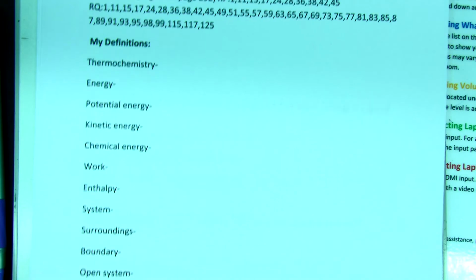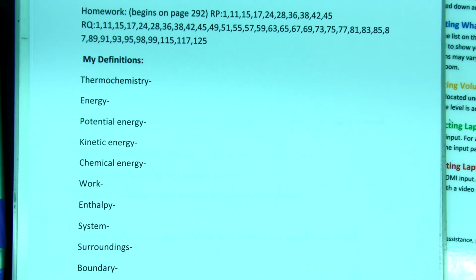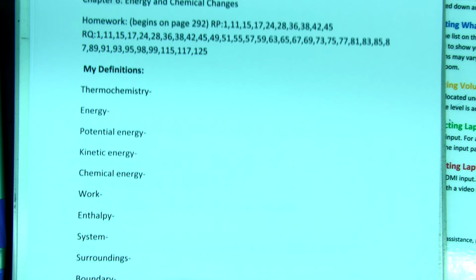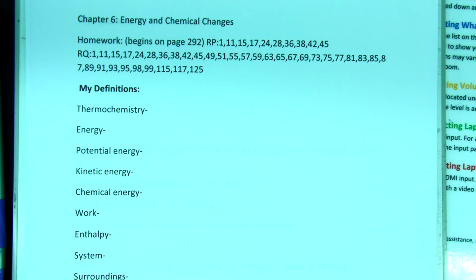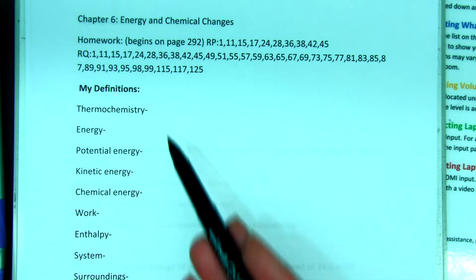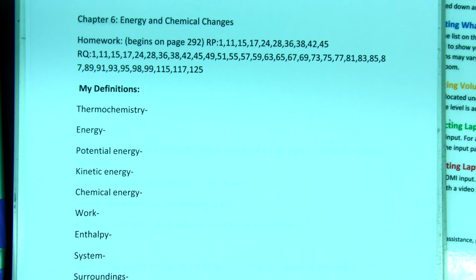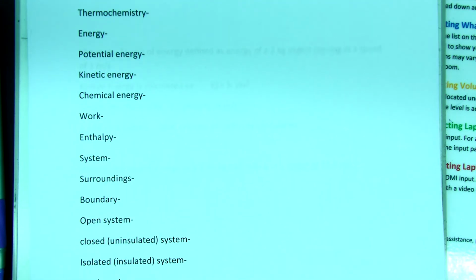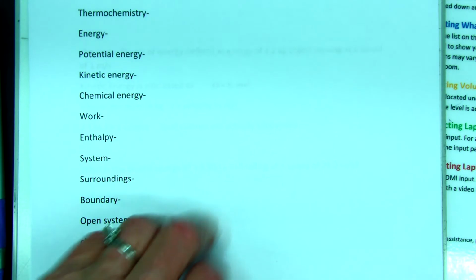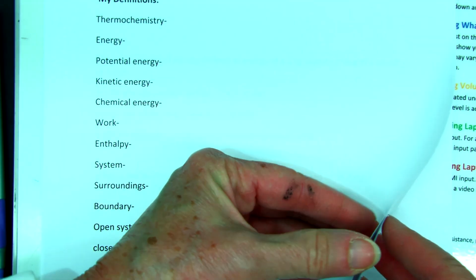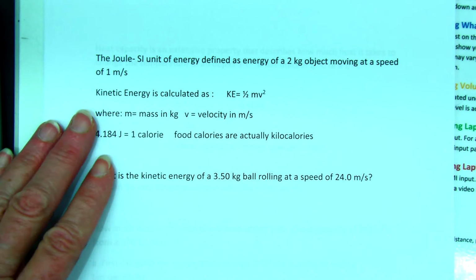All right, Chapter 6 talks about energy during chemical changes, and we talk about different kinds of energy, but mostly we're going to focus on heat. And there is a lot of homework for this and a lot of definitions, so make sure you take time to figure out all these definitions so you will know what the words mean when you're reading the homework problems and the quiz and test problems.